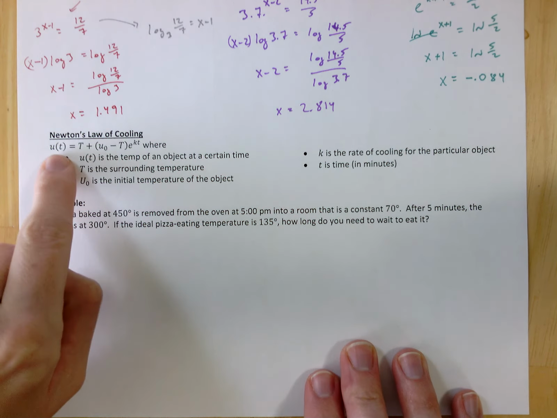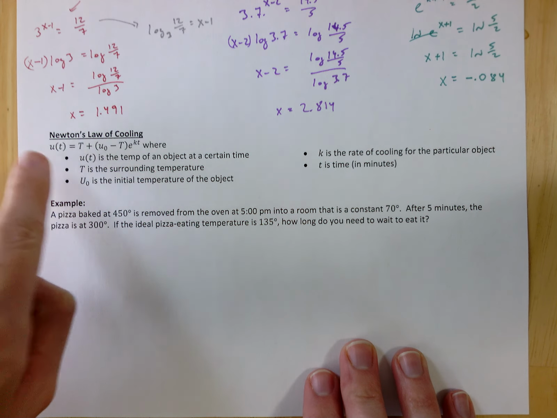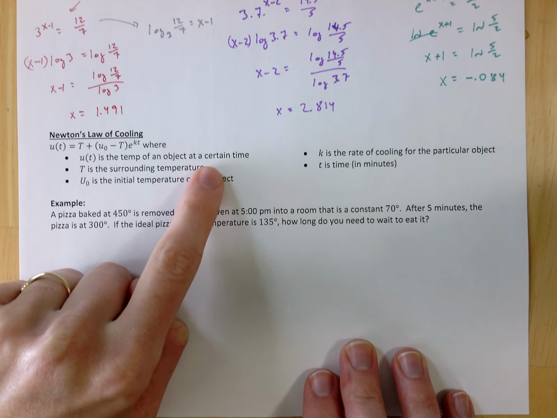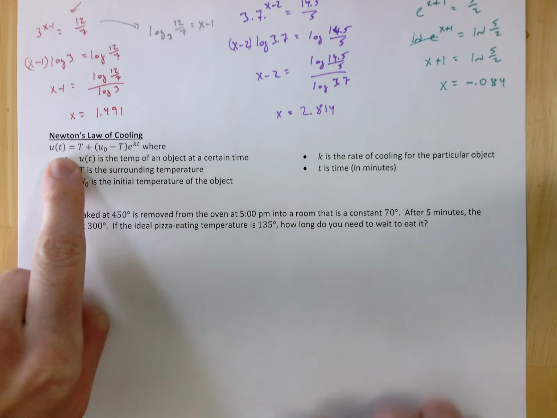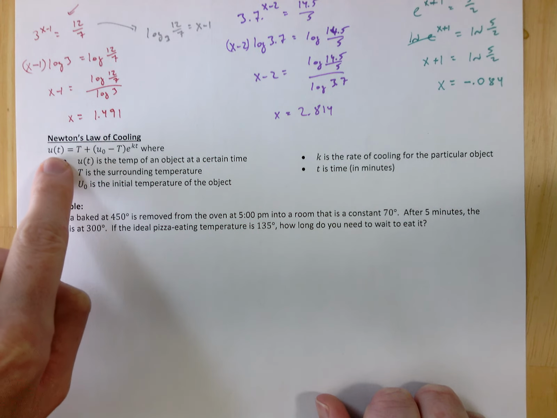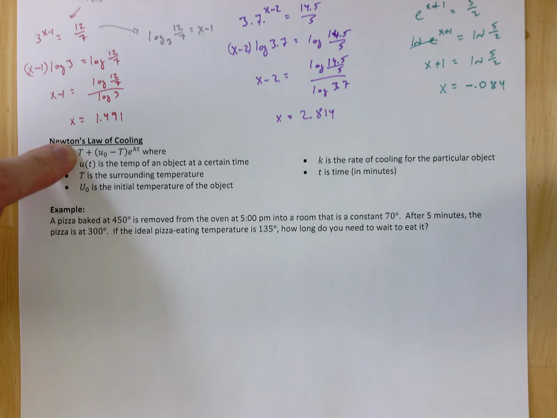So U of t, that's function notation. So it's saying that we're finding U, right? So U of t is the temperature of an object at a certain time, right? So lowercase t is time. So U is your temperature at any given time t, okay? Capital T is the surrounding temperature of the thing, okay? U sub 0, I don't know why that's capitalized, it shouldn't be. So U sub 0 is your initial temperature of the object.